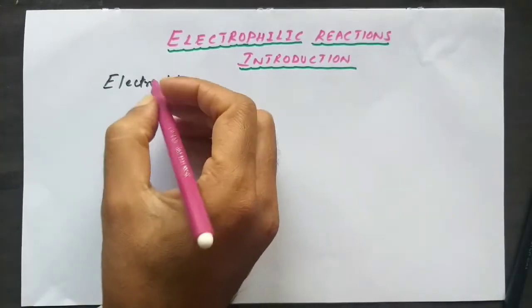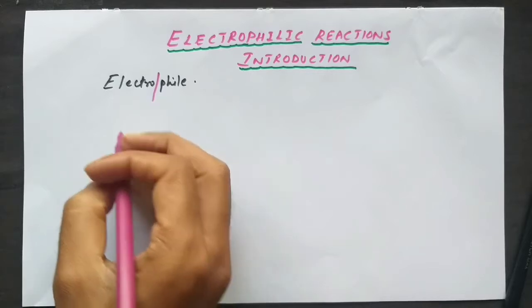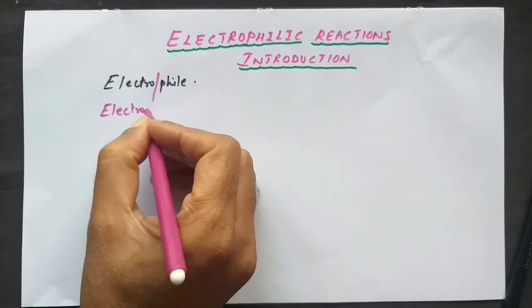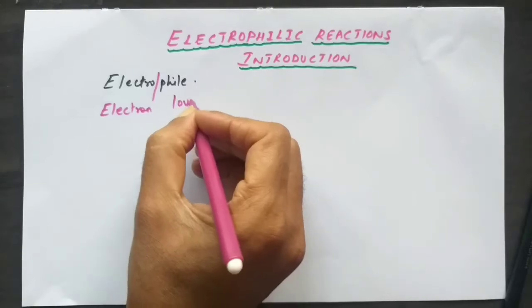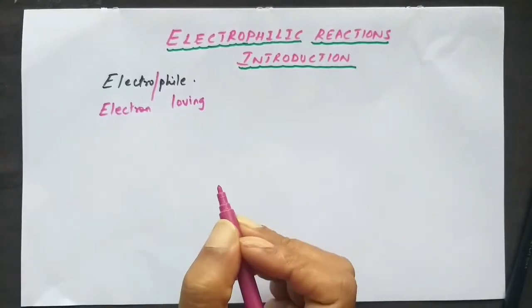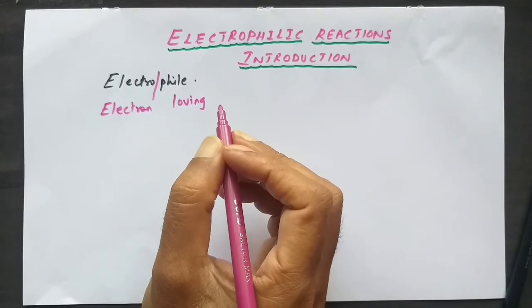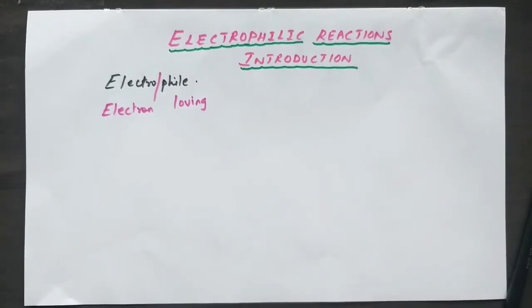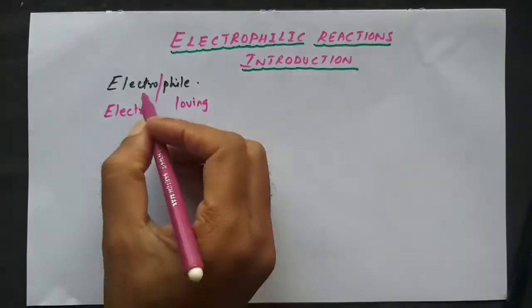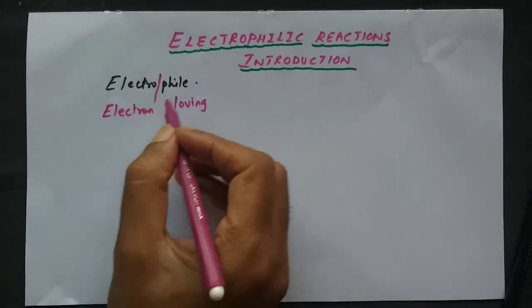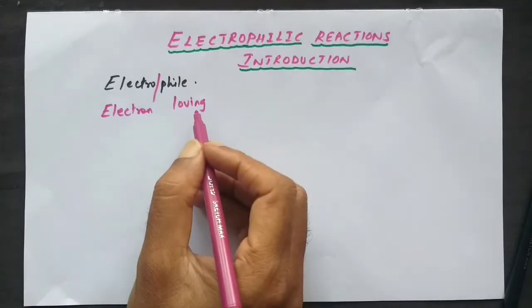So electrophile can be divided into two parts. Electro means electron and phile means loving. So which loves the electrons, that we can call an electrophile. Electrophile can be split into two: electro meaning electron, and phile meaning loving, electron loving.